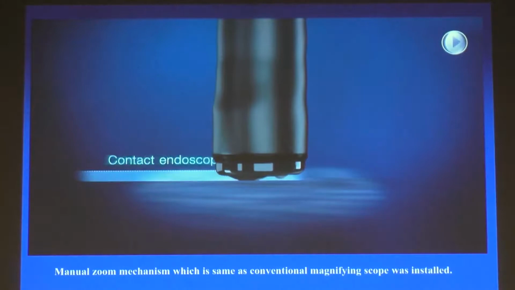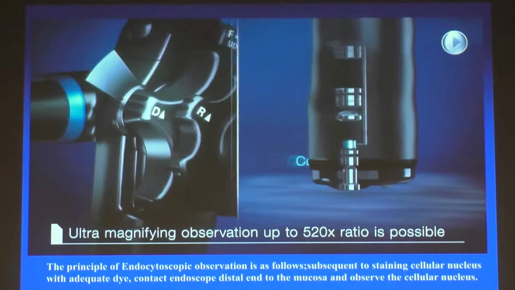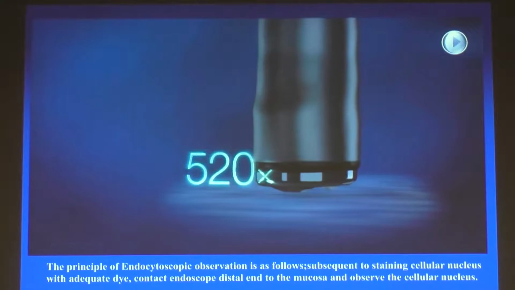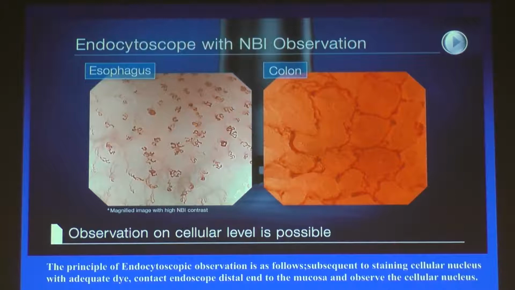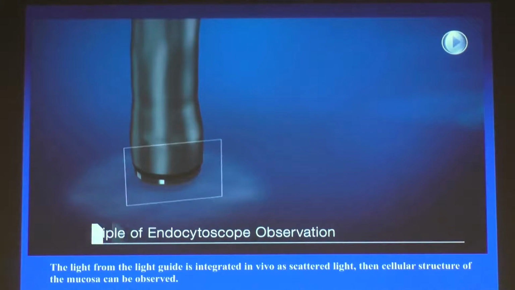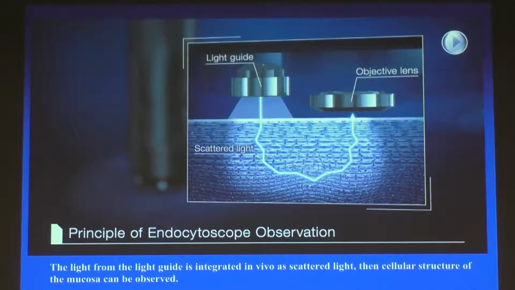The principle of endocytoscopic observation is as follows. Subsequent to staining the cellular nucleus with an adequate dye, such as methylene blue, contact the endoscope distal end to the mucosa and observe the cellular nucleus. The light from the light guide is scattered in vivo as scattered light, so the cellular structure of the mucosa can be observed.